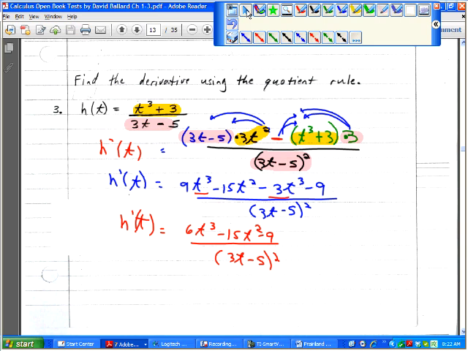All right. And then we could look for reducing or cancellation opportunities, and we look at that and say, well, it doesn't appear that we can do some fancy factoring except for that common factor of 3. We can pull that out. H prime of t is equal to, we factor out a 3, and we would have 2t cubed minus 5t squared minus 3 over 3t minus 5 quantity squared.